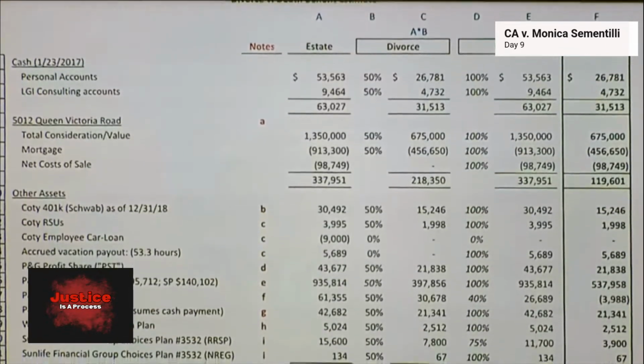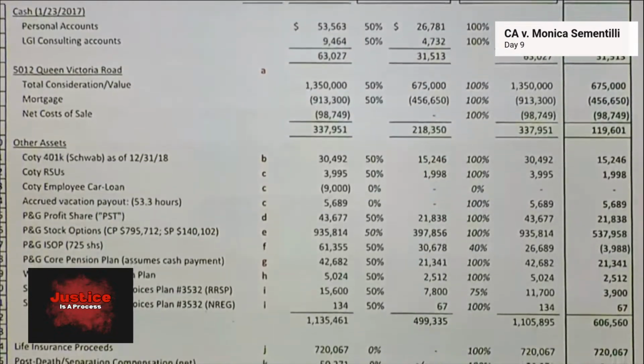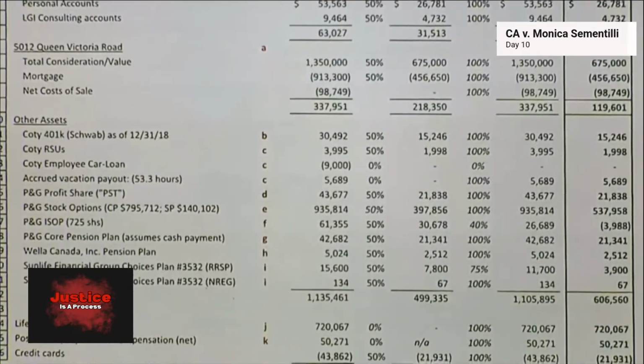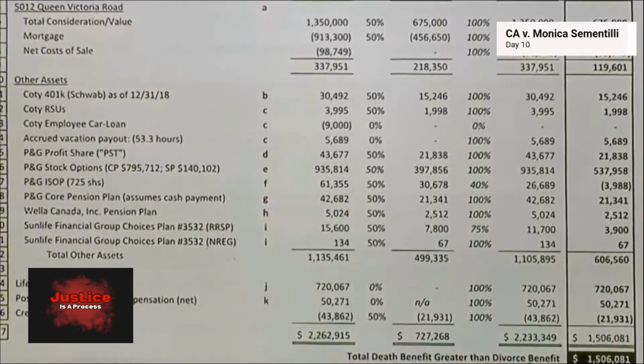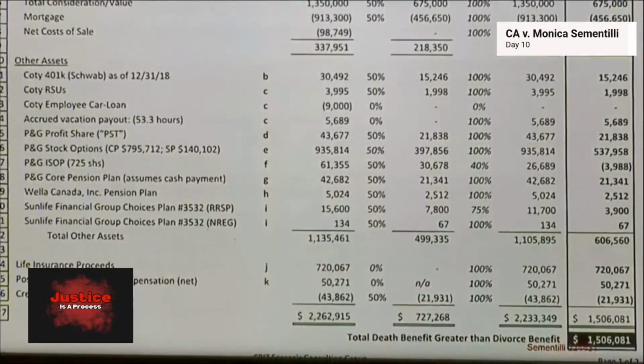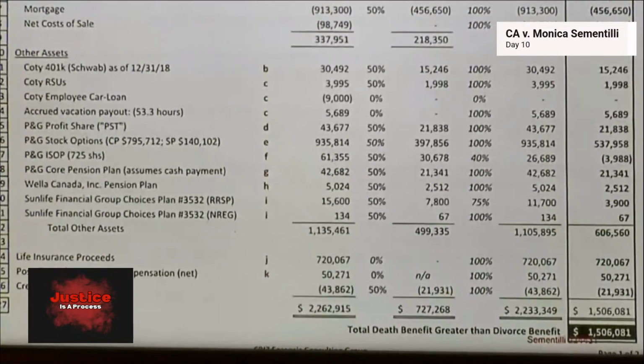Calculations to determine the difference between what the defendant would have gotten in a divorce situation versus if her husband died because he was murdered? I did. That's column F on the far right side. That's the delta, or the difference, between a divorce scenario and a death scenario. Okay.